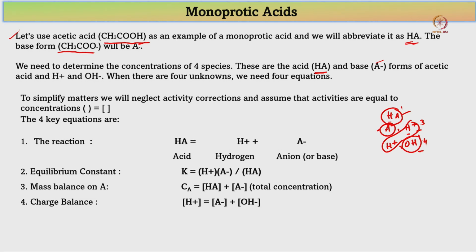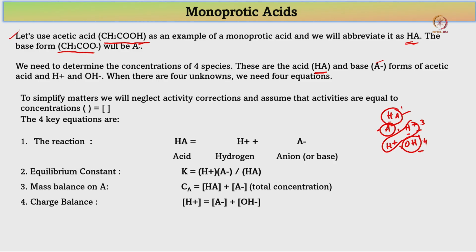Okay. This definitely holds true for dilute acids and also for very concentrated acids. Okay. So, for most acids we know the activity coefficients and you can do the corrections, but for now we are going to neglect these activity corrections, okay, and we are going to consider that the activities are equal to the concentrations. Okay. So, the 4 equations that we need are, the first equation is the reaction, that is the HA, how we are going to form H plus ion and the anion.